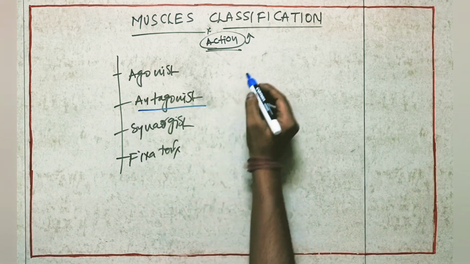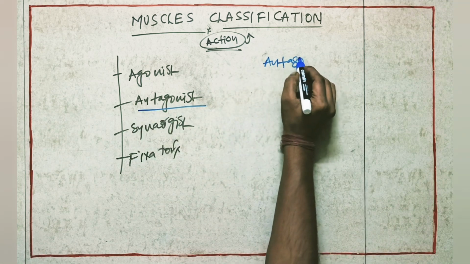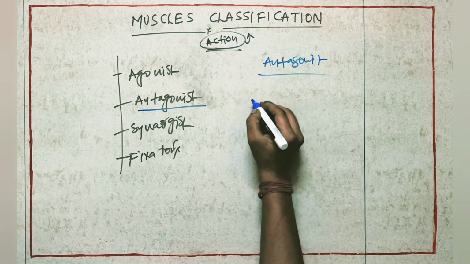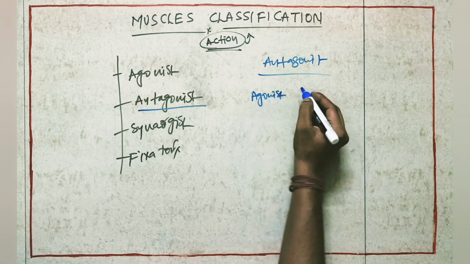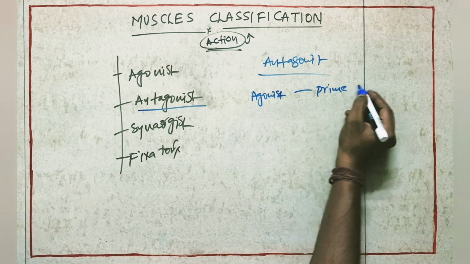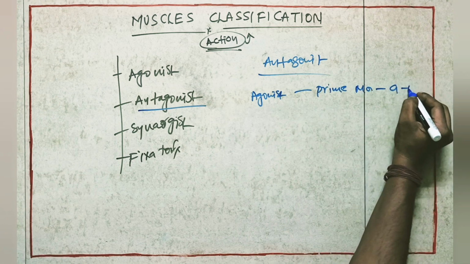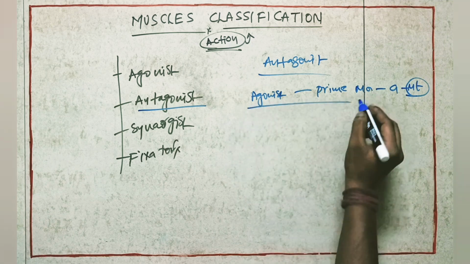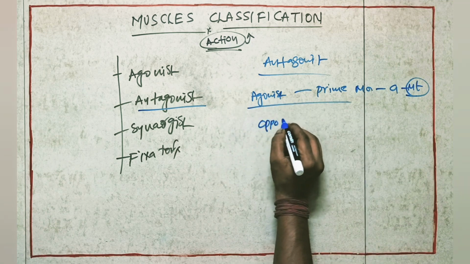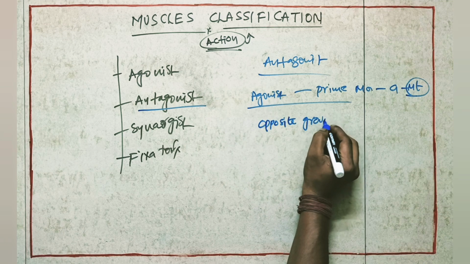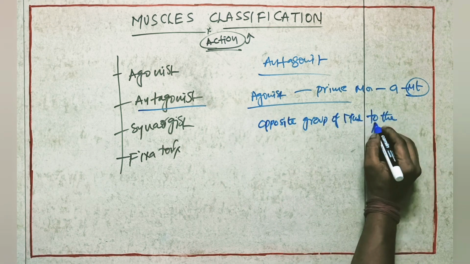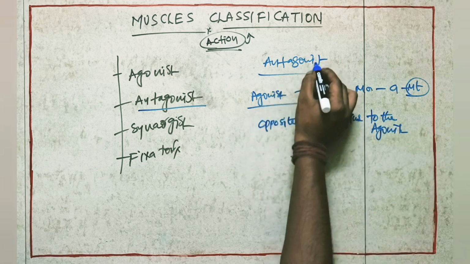Now we'll see antagonist. In antagonist muscles, we know what agonist is: agonist muscles are the prime movers of a movement. Antagonist muscles means the opposite group of muscles to the agonist. So these are the antagonist muscles.